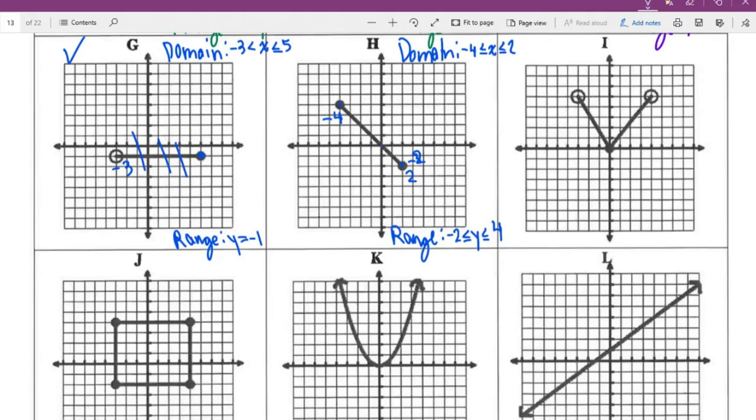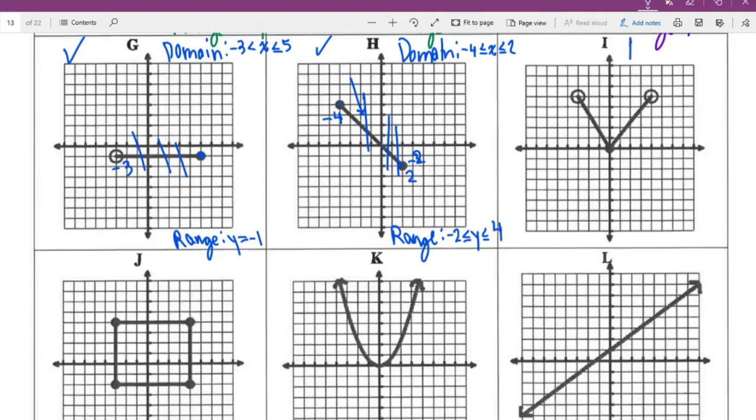Okay. Finally, for I. Oh, and before we move on, let's see if H passes the vertical line test. It does. For each vertical line, it only touches the graph at one point, so it does pass the vertical line test. For I, let's find the domain.